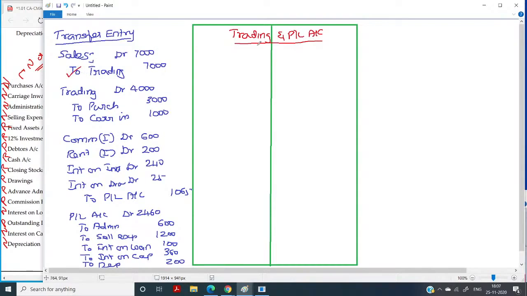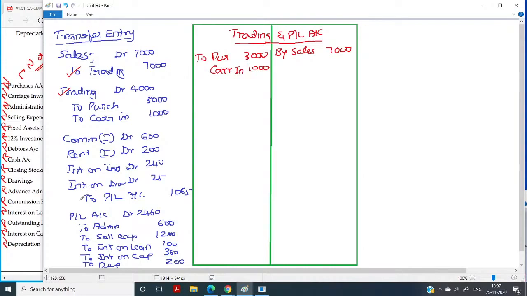I'm going to post the items in the trading account. In the trading account, by sales, 7,000 rupees. And here, to purchases, this is adjusted purchases, 3,000. And carriage in. Opposite to that, we have two accounts, so we have to post these two.